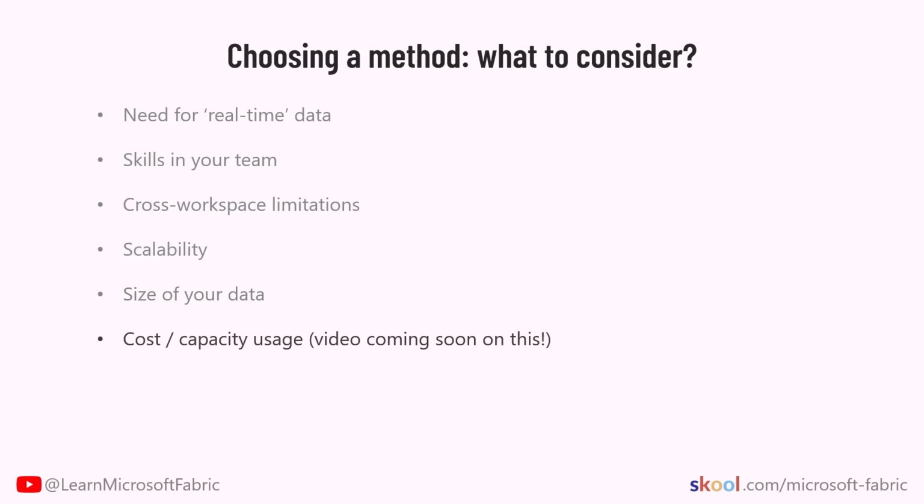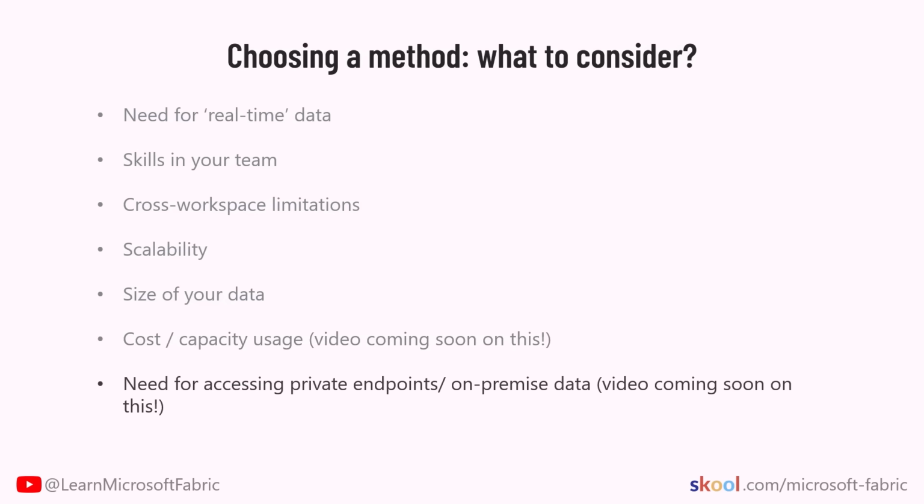So another thing I wanted to mention alongside that is the cost and capacity usage. If you're particularly sensitive over the amount of capacity usage that your data ingestion methods are going to use, then I recommend doing some mini tests of getting a sample data set, ingesting it in via different methods, including shortcuts if your data is in ADLS or Amazon S3, and when it comes out, database mirroring as well, and comparing which of these methods uses the most or least capacity usage. And this is something that I'll be doing hopefully in a video coming soon on this channel.